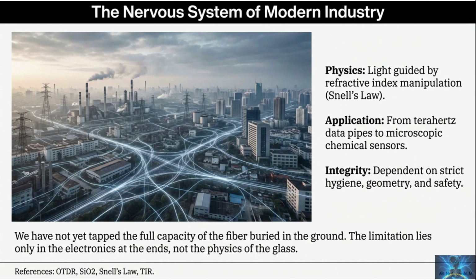The nervous system of modern industry. Fiber optics is the nervous system of modern industry because it moves information with huge capacity, low loss, and high immunity to electrical noise. The physics is simple in concept: light guided by refractive index manipulation and total internal reflection. The applications are enormous, from terahertz data pipelines to microscopic chemical and temperature sensors.